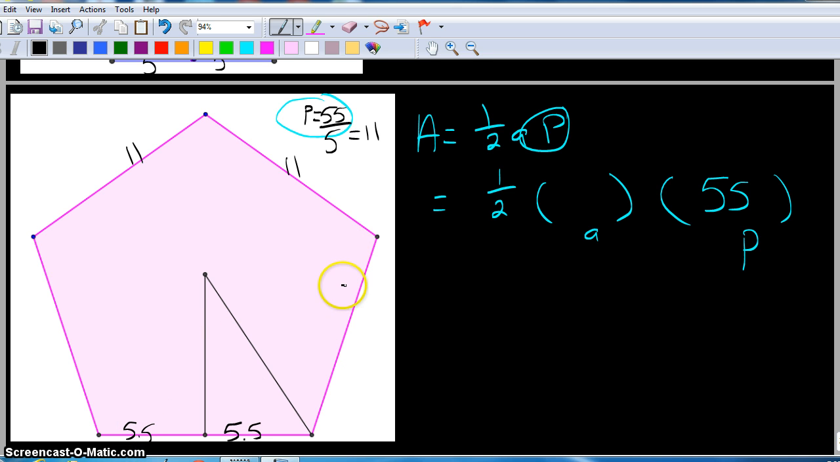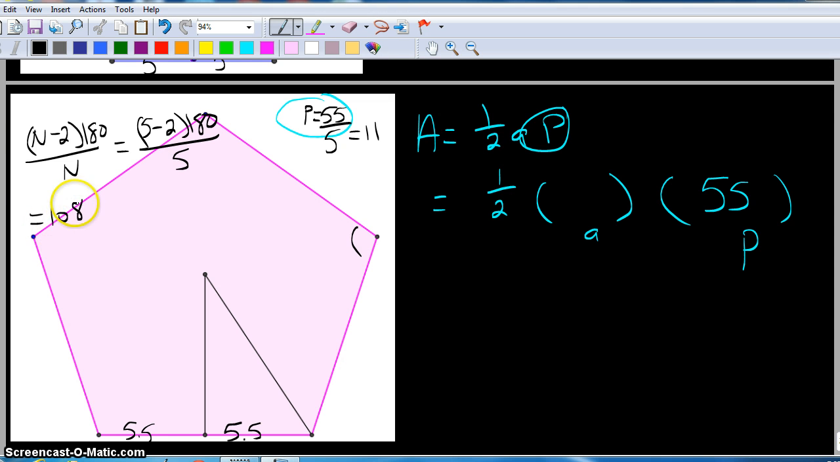Alright? Now what's next? We need the angle. The angle right there. And how do you find that angle? Using that other formula: n minus 2 times 180 divided by n. For us, in this case, it's going to be 5 minus 2, because there's 5 sides, times 180 divided by 5. That gives me 108. So this is 108 degrees. But I don't care about the 108, because I need half of that. And half of that is 54. So here's my 54. I need to find this, would be my x.